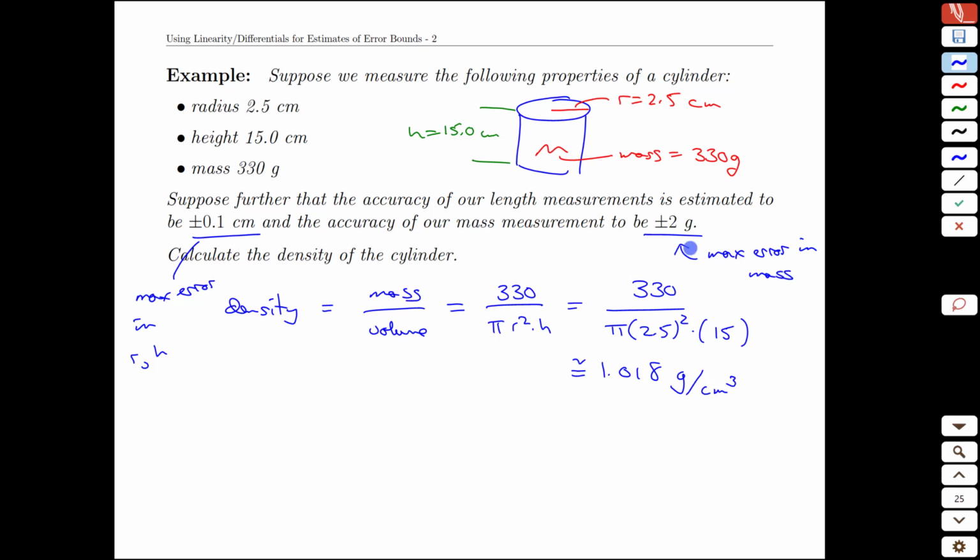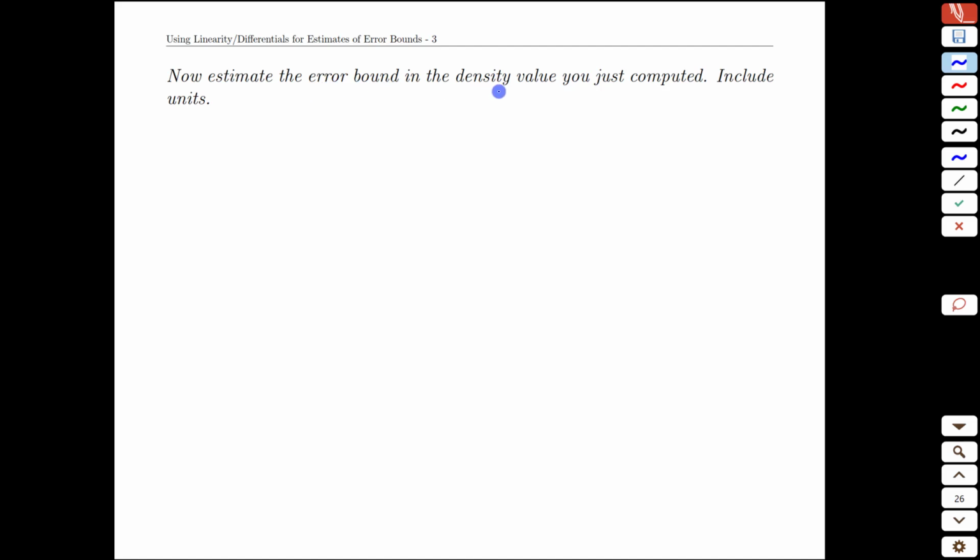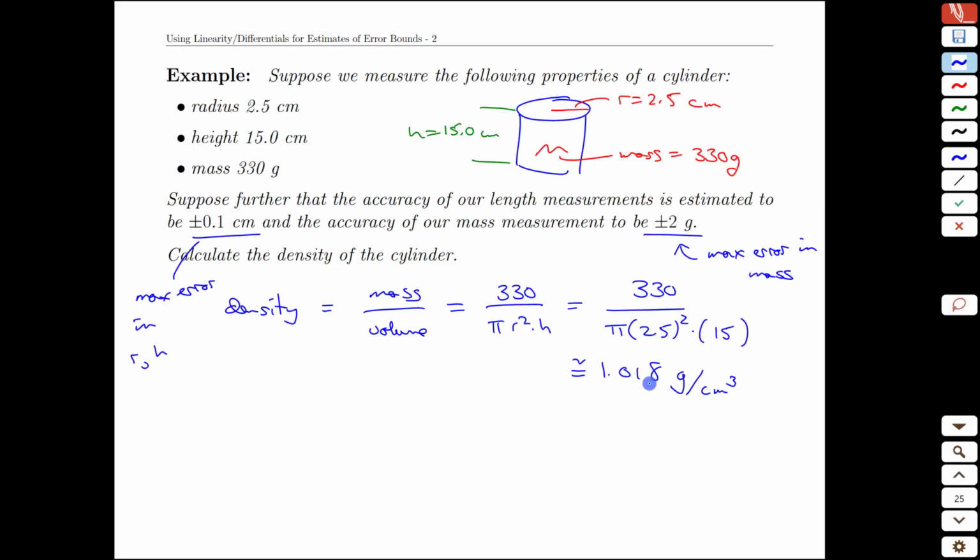All right. So how do we use these to compute the error bound on the density? So we think the density is 1.018 grams per cubic centimeter. Perfect. But is it really 1.1? Or could it be as bad as 1.5? Well, we don't know until we figure out the impact of these measurement errors on our calculation.